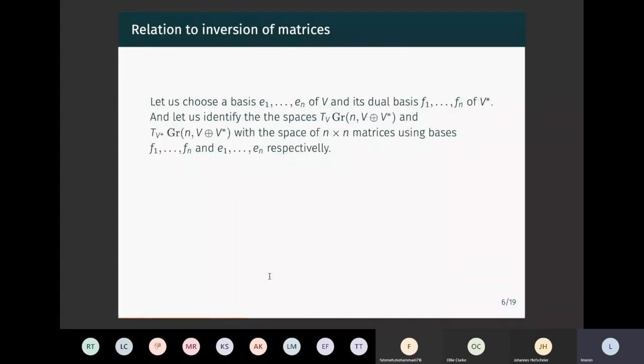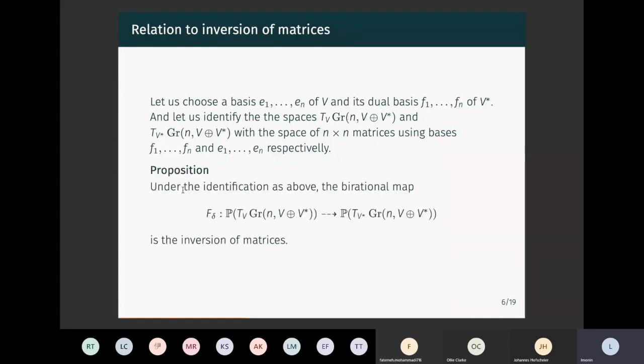And how is this related to inversion of matrices? Well, very easy, because if we choose some basis of V and its dual basis of V dual, then we can identify these tangent spaces, which were homomorphism spaces, with n by n matrices. And this is a little proposition: under this identification, the birational map which we constructed using the C star action is nothing else but inversion of matrices, if we identify both tangent spaces with spaces of matrices. So we gave a geometric interpretation of inversion of matrices.